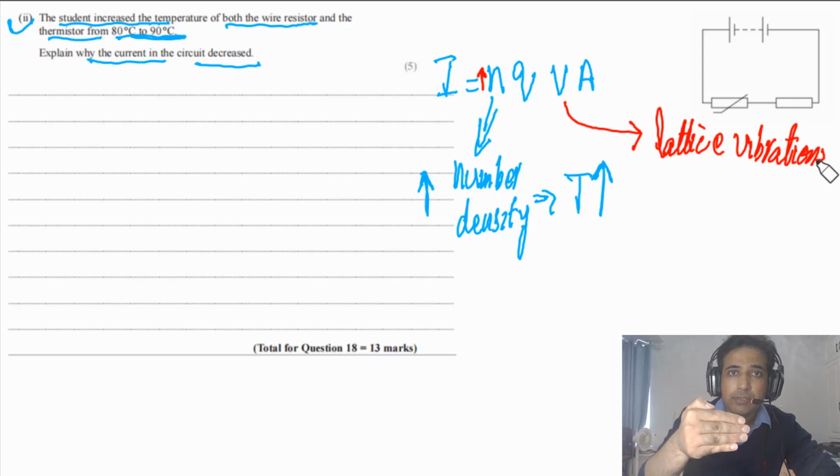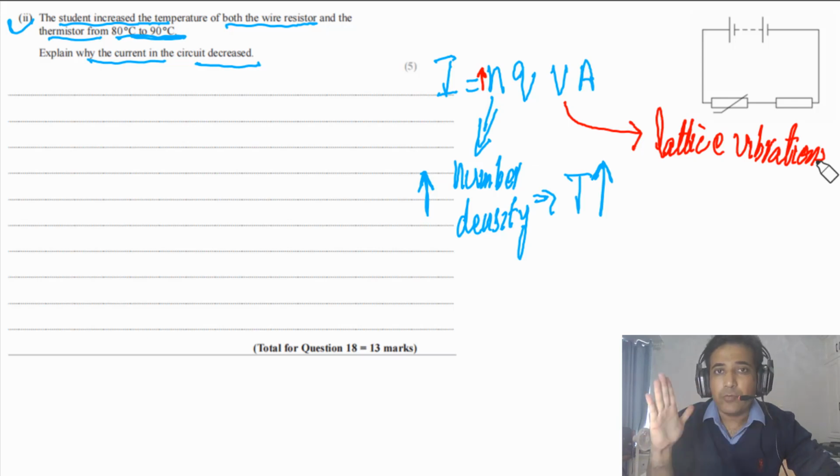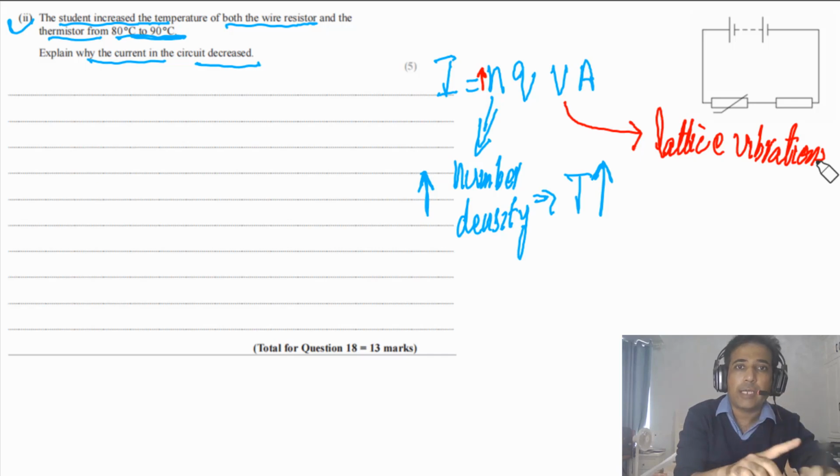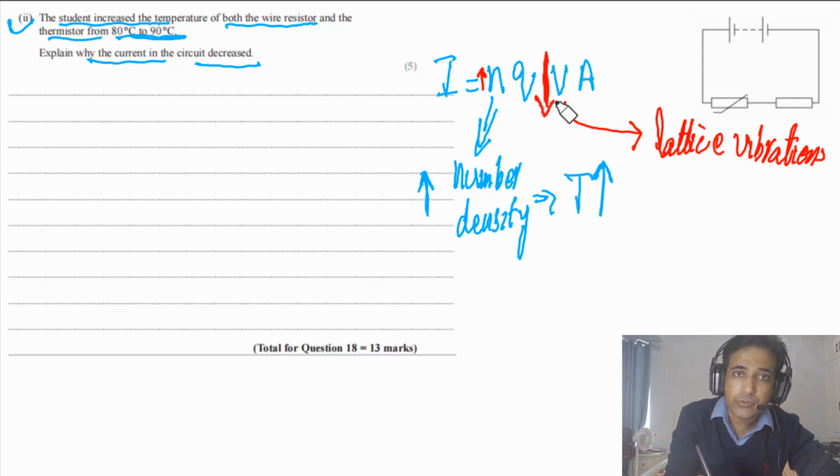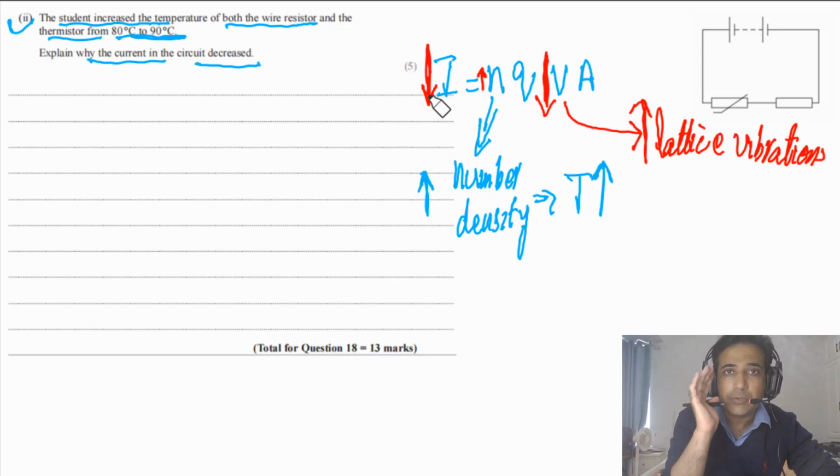Before they were oscillating like this, then they start oscillating like this faster. So they occupy more space. So it makes very difficult for electrons to pass through that. So it means that drift velocity of electrons due to increase in lattice vibrations, if this one increase, it means drift velocity will decrease. So in this case, as current decrease, it means the decrease in drift velocity is more than increase in number of free electrons. So overall current decrease, so overall resistance of the circuit increases.